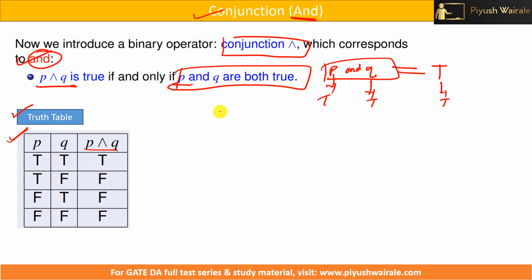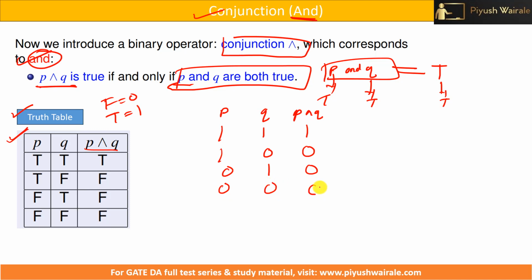And also, if you consider this P and Q, and if we consider false as 0 and true as 1, then 1 and 1 is basically 1, right? So 1 and 0 is basically 0. So 0 and 1 is basically 0, right? 0 and 0 is basically 0, right? So this is what the AND operator is.